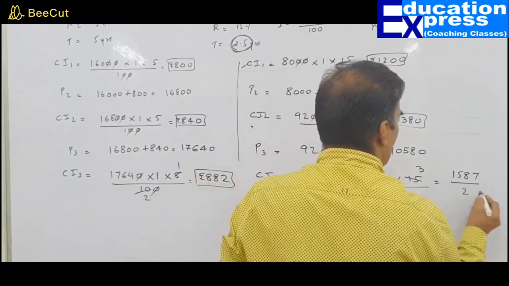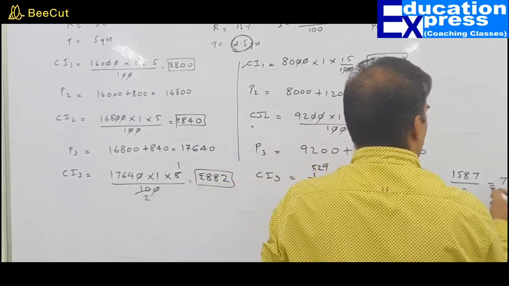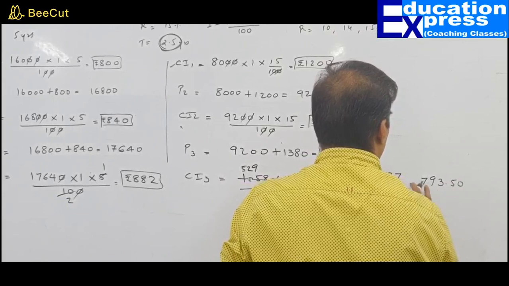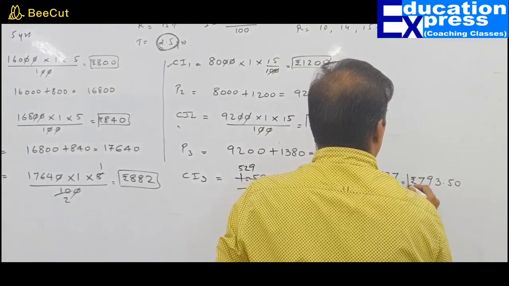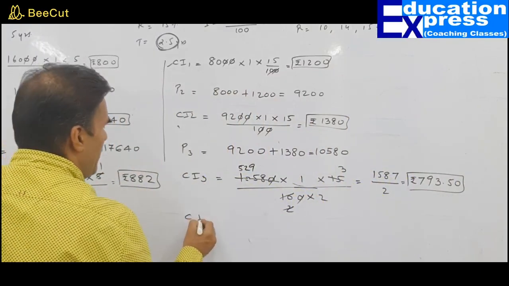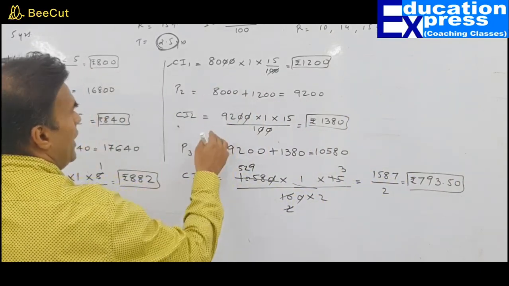upon 2. That gives you 7193.50. So, my dear friends, what is the total amount of compound interest earned in 2.5 years?